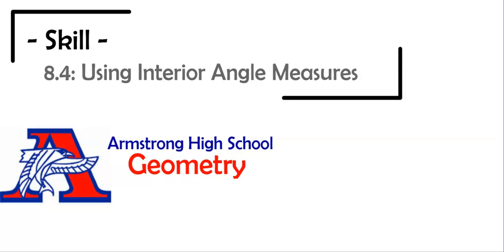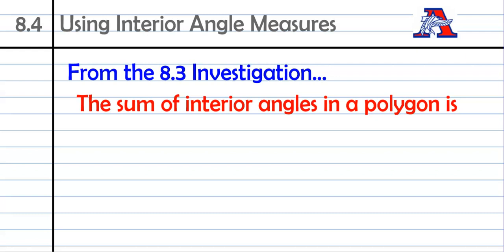This is skill 8.4, using interior angle measures. So the goal is that from that 8.3 investigation that you just completed, you figured out what the formula is for figuring out the total interior sum of any polygon. So hopefully you got it. Hopefully you've checked on that, talked to someone, made sure that you were able to find that. But if not, it is this.